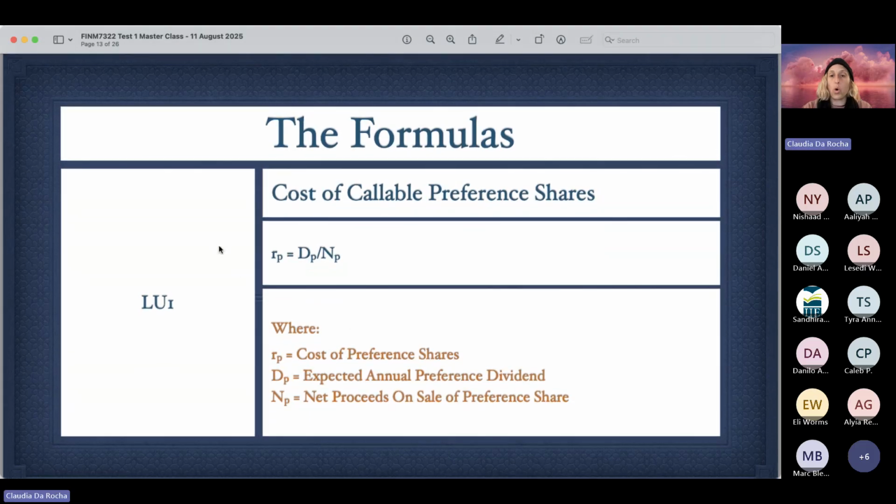And then we have cost of callable preference shares. Callable preference shares means that you can ask for them to be paid at any time. And again, the formula is the same, no change there.